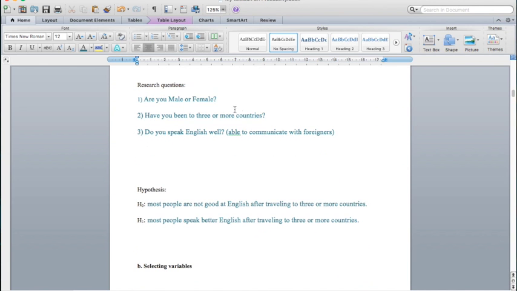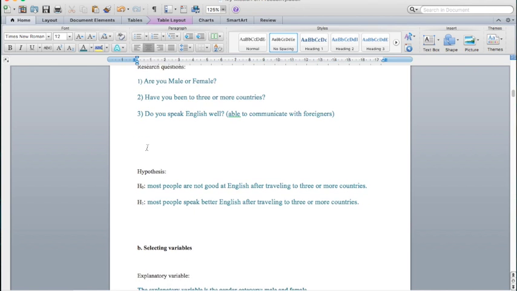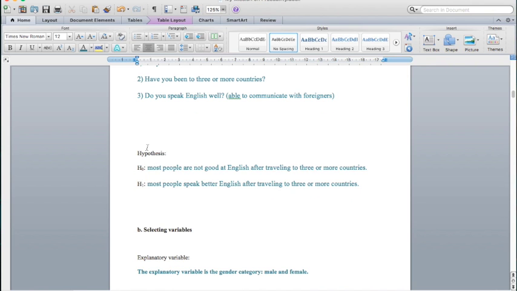So these are my research questions. The first one is asking about the gender, if you were male or female. The second one is, have you been to 3 or more countries? And third is, do you speak English well? Or you could say, on the level of being able to communicate with foreigners and speaking with them, using it in your daily travels.